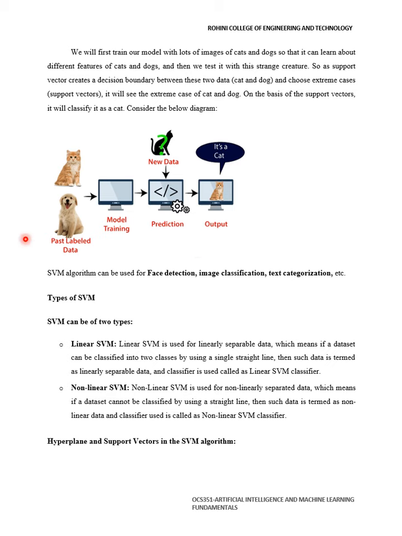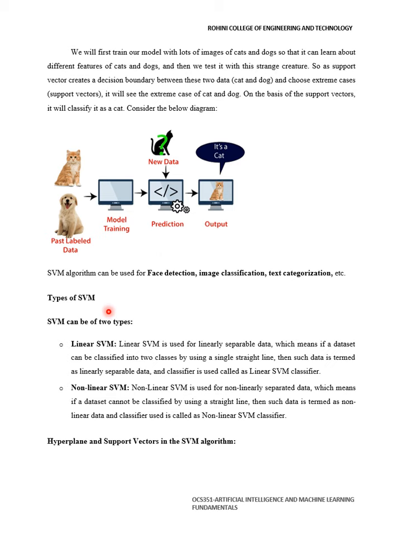Here we have an example related to SVM. We have two images as the input, a cat and a dog, and they are given as input to the model training. If you show some new data, the model is able to predict based upon the previously stored input data, and it correctly generates the output: it's a cat. Based upon the structure and facial recognition, it can clearly predict what the animal is, whether it is a cat or a dog.